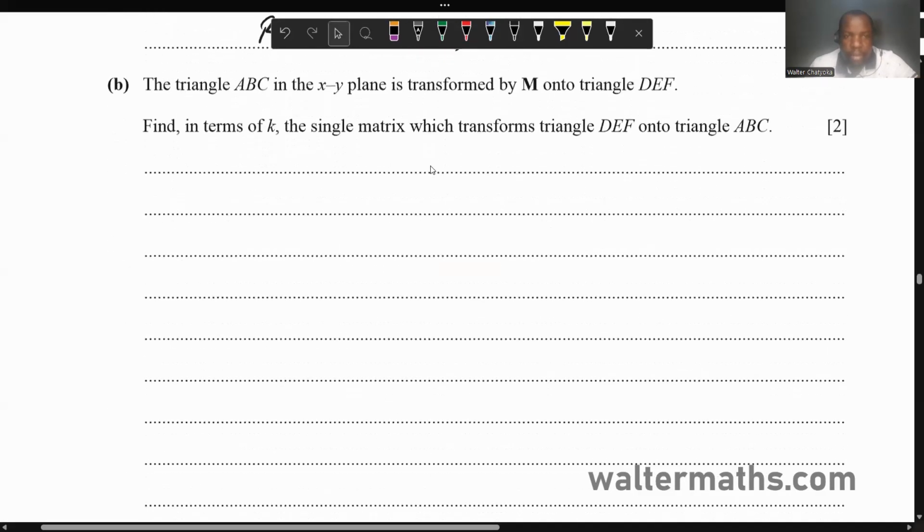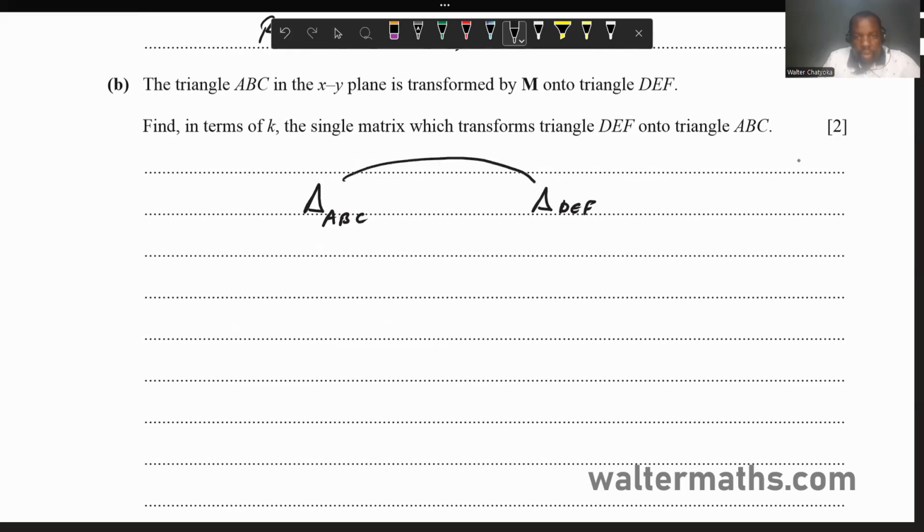Now we're on part B. Part B says, triangle ABC in the XY plane is transformed by M onto triangle DEF. Find in terms of K the single matrix which transforms triangle DEF onto triangle ABC. So we have triangle ABC and triangle DEF. Through the matrix M, we can transform ABC onto DEF. But now they're talking about the single matrix which would do the reverse, triangle DEF to triangle ABC. So it has to be M inverse that we're looking for. But let's start with M.